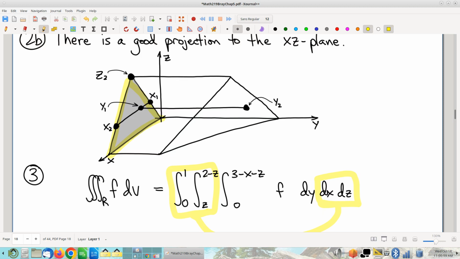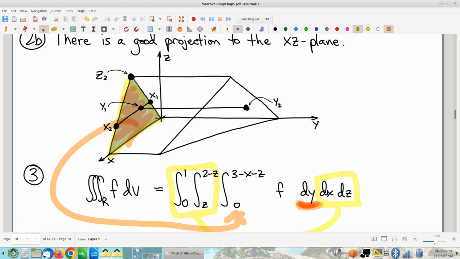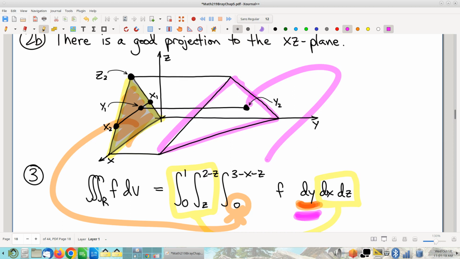Your lower bound is going to come from solving for Y on this face, which again, sometimes it's easy. Your upper bound will come from solving for Y on this face. A little bit of algebra to be done there, and you get that. Everybody happy? It's a hard question.